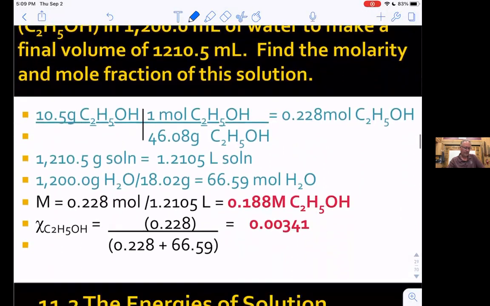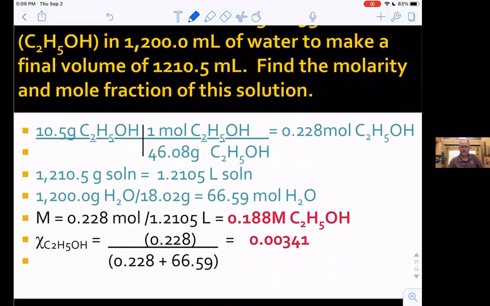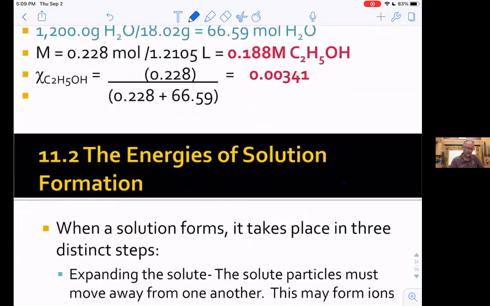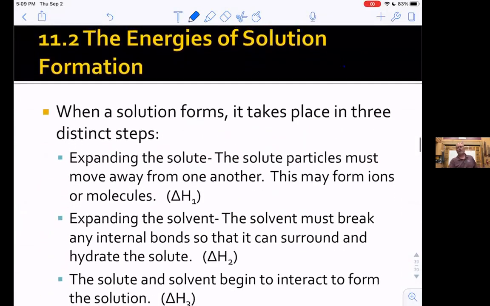So here's the PowerPoint version of the same thing. Same answers we got above, kind of condensed. And they're also taking the liberty of assuming that the solution has a density of 1 gram per mL, even though the ethanol's there. It's a pretty good assumption, especially to just a couple, maybe even 3 sig figs, it's still accurate. So this brings us to the last part, energies of solution.